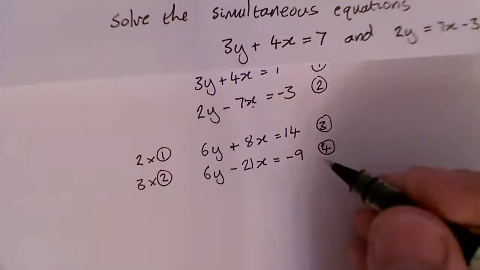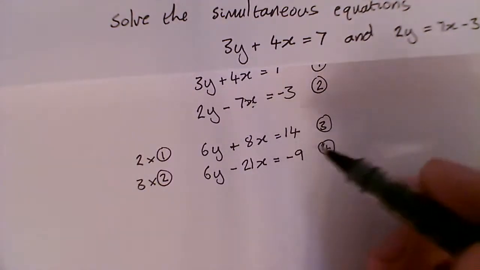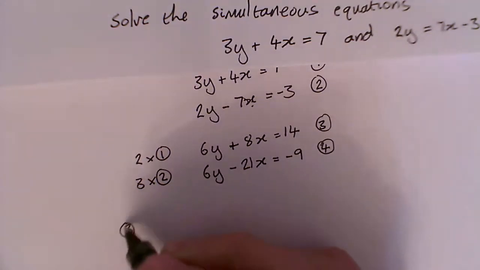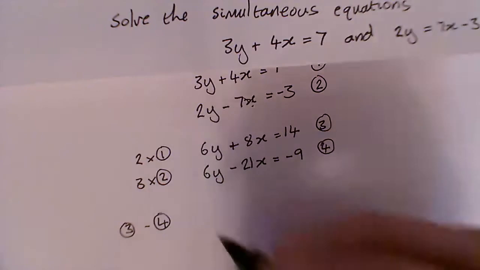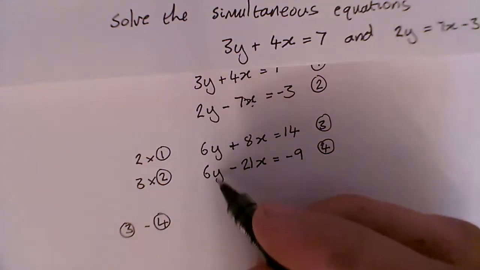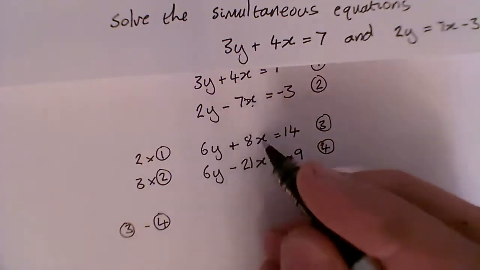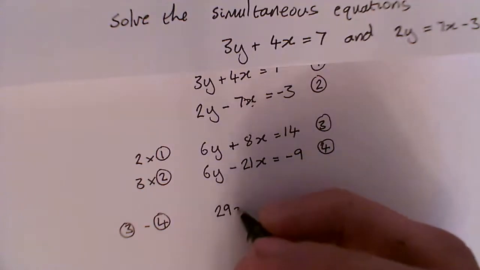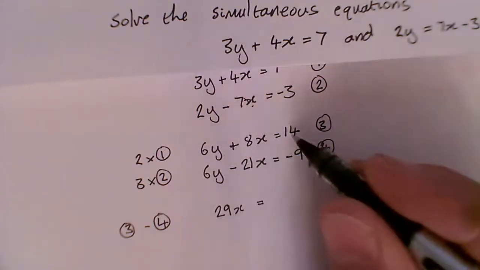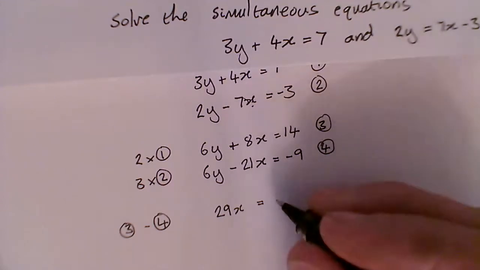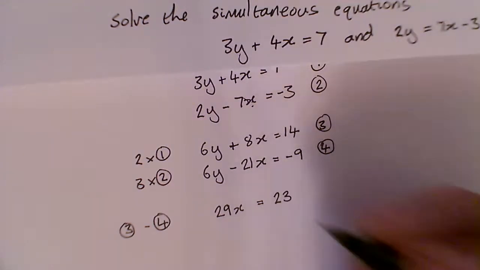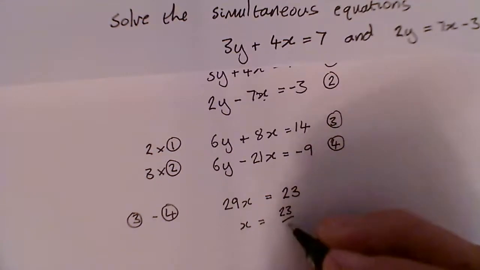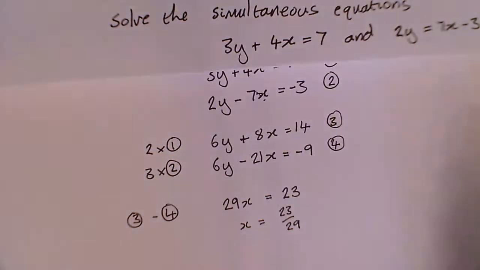So now it's up to you, but I'm going to try and keep my x's positive, so I'm going to do equation 3 take away equation 4. The 6y take away 6y is nothing. The 8x take away minus 21x gives me 29x. 14 take away minus 9 gives me 23. And so x equals 23 over 29.